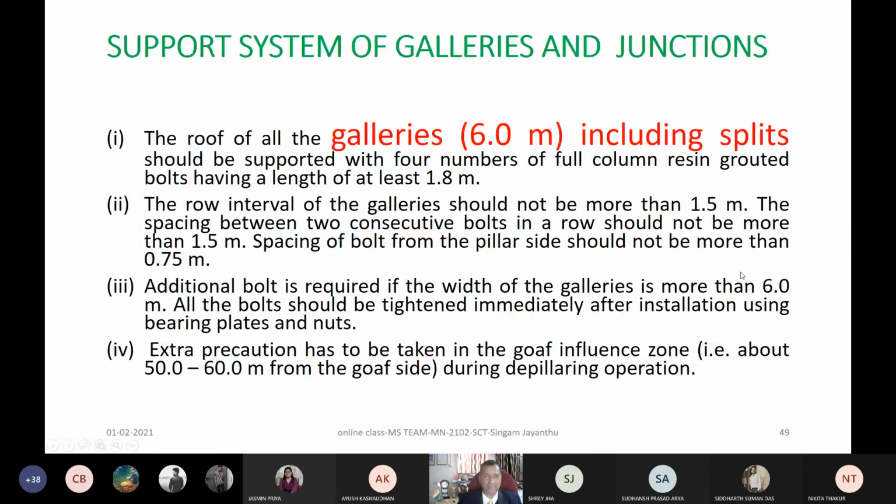Now this is the way the support systems are arranged, and then 6 meters in the splits they did like this, and the row interval in the galleries they made about 1.5 meters, and the length of the boards about 1.8 meters. And then of course the spacing and other things are decided by how many bolts you are supposed to use, and the capacity of that bolt. That is also very important, my beloved students.